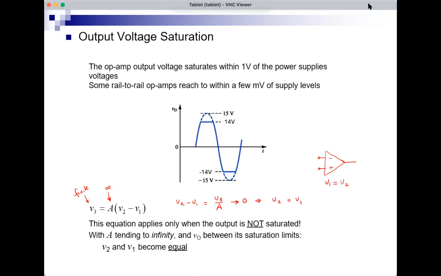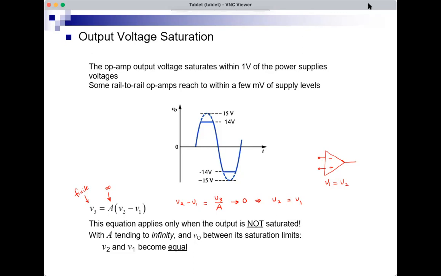This equation would not apply if the output is saturated. So don't try to apply it. Don't try to convince yourself or others that V2 is equal to V1 if the output is saturated. The equation does not hold. In other words, you can force V1 and V2 to be not equal. So you can apply 1 volt at input 1 and 3 volt at input 2.